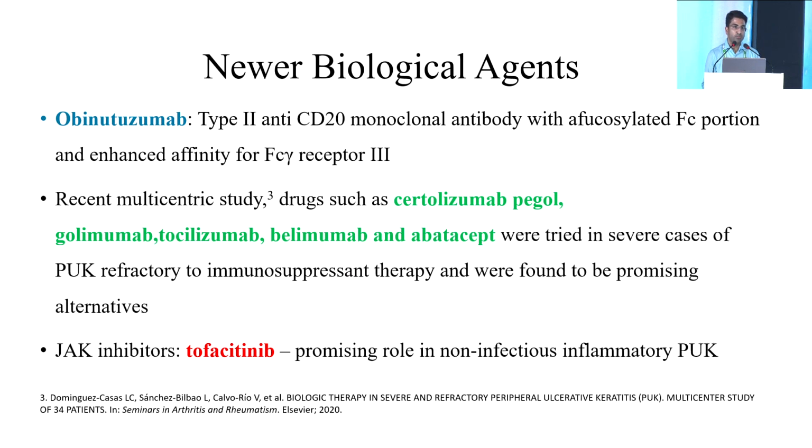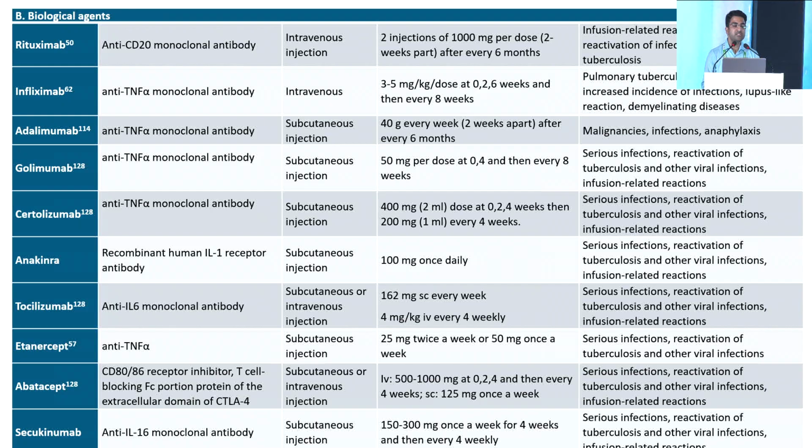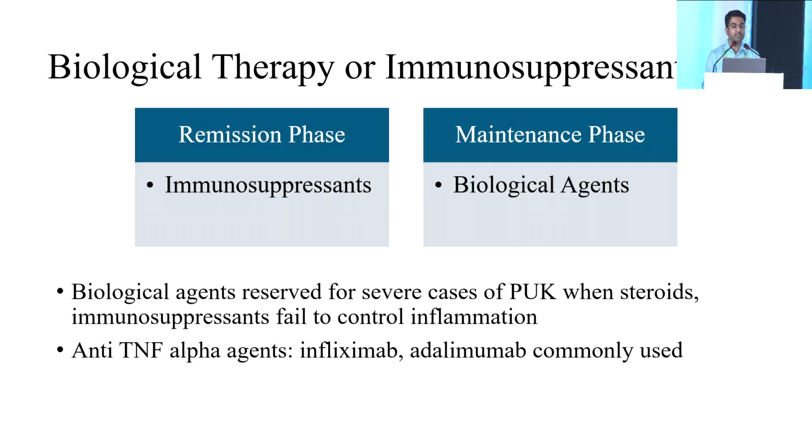So these are some more newer biological agents: obinutuzumab, golimumab, tocilizumab, belimumab, abatacept, and JAK inhibitors like tofacitinib can be used. So all these agents can be chosen in coordination with a rheumatologist. So they will be able to titrate the doses, monitor along with the clinical follow-up which is being done by the ophthalmologist.